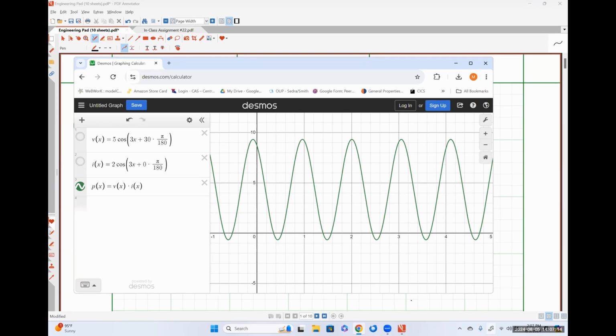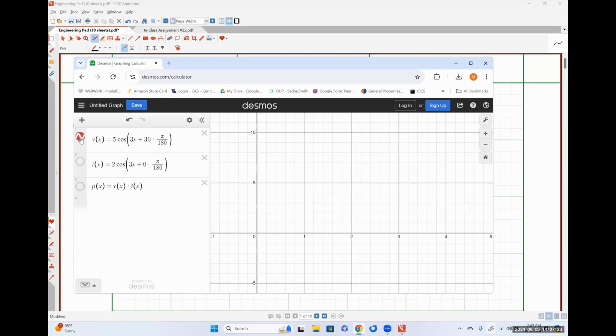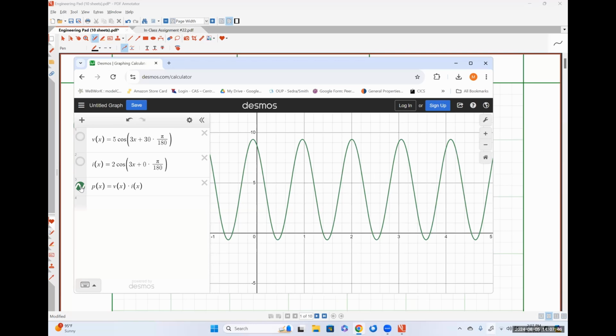That is a pretty interesting observation because if we look at our voltage waveform again really quickly, what is the average value of the voltage waveform? 0 volts. What is the average value of the current waveform? 0 amps. When we multiply those two together, we would expect, just based on intuition, that the average value of the power should probably be 0, but that's not the case here.